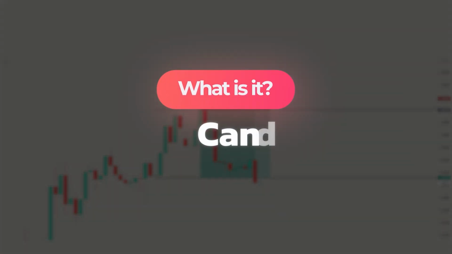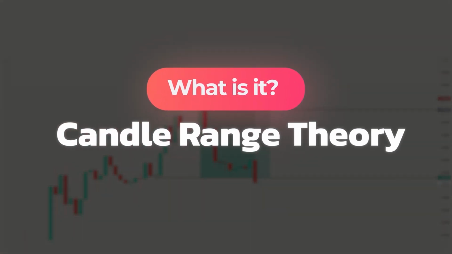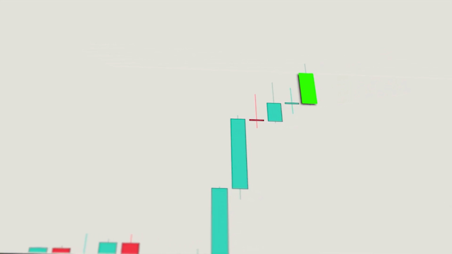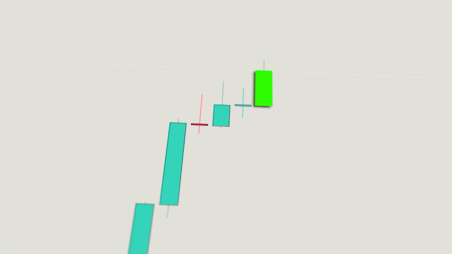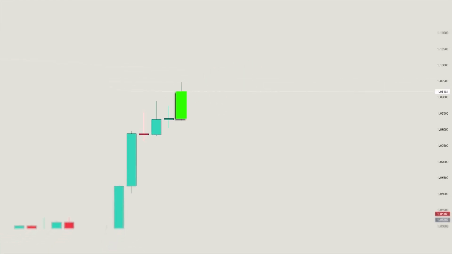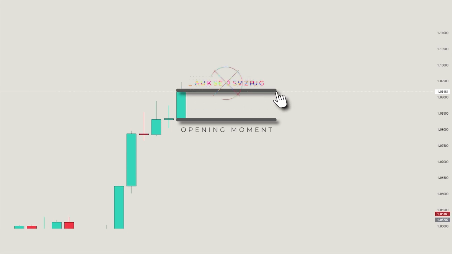To apply CRT in practice, you must first understand what it is. Candle range theory is a way to analyze the market through the behavior of a single candle. We don't just look at whether the candle was green or red. We read who is controlling the movement in the moment, the buyer or the seller, how far the price went from the open, where it closed. This is not just a visual, but a concrete signal of strength and weakness in the market.